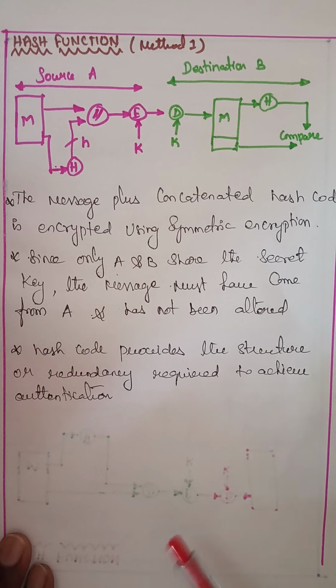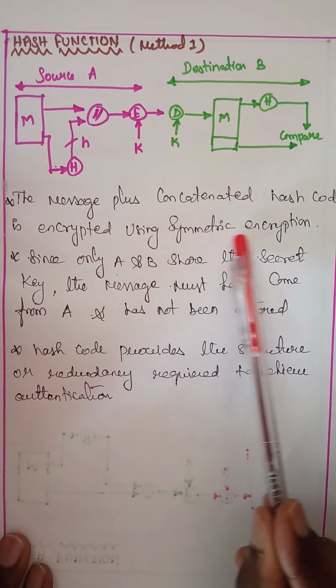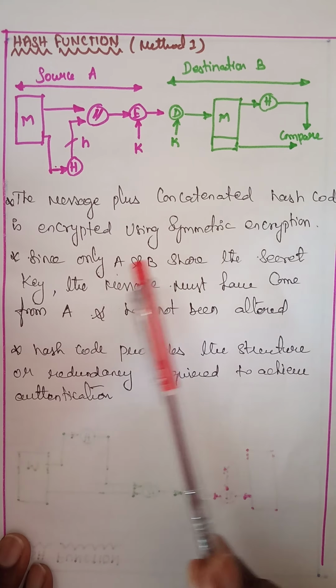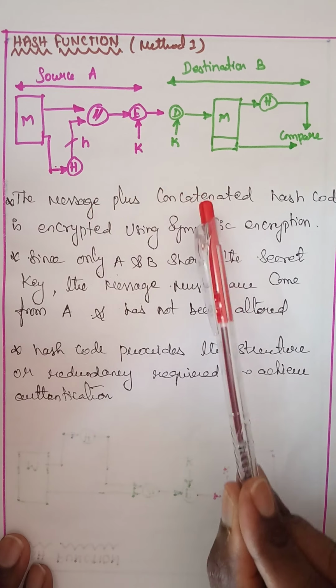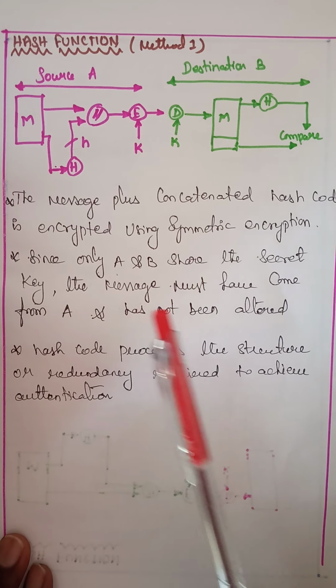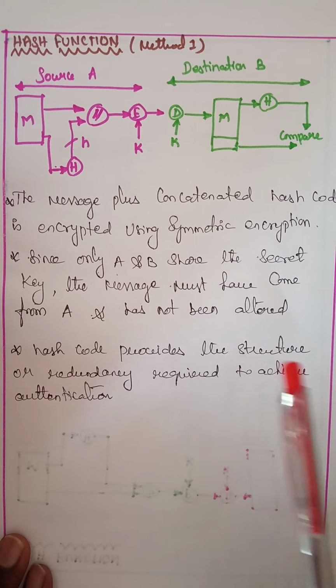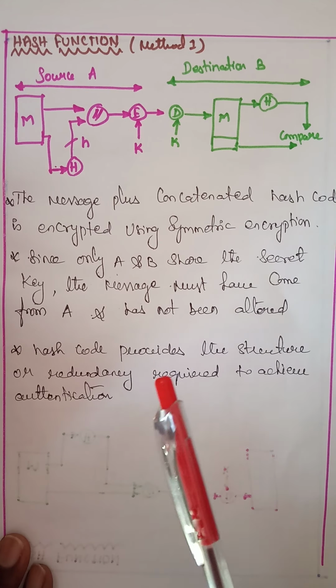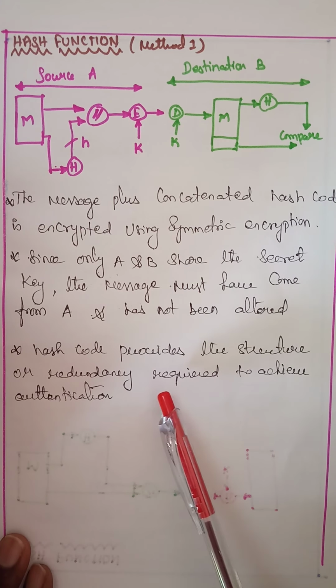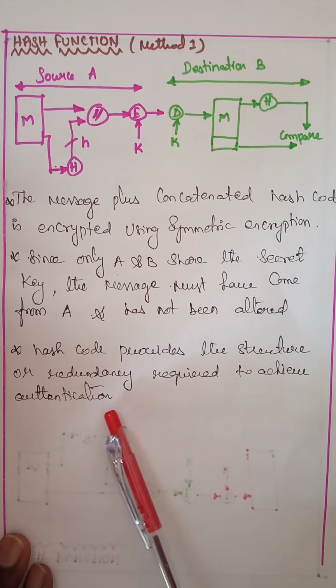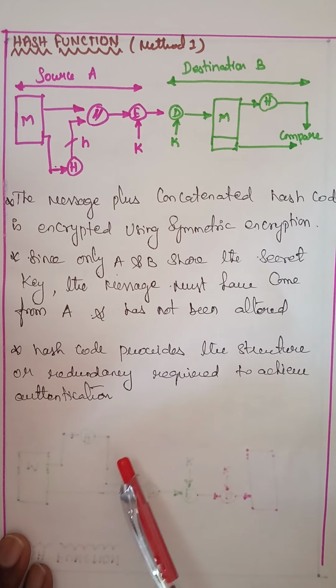A hash function can be developed by using different methods. Now we are going to discuss three important methods of hash function. In method 1, the message plus the concatenated hash code is encrypted using a symmetric key. Symmetric key means both sender and receiver share the same key. Since only A and B share the secret key, the message must have come from A and has not been altered. The hash code provides the structure or redundancy required to achieve authentication.